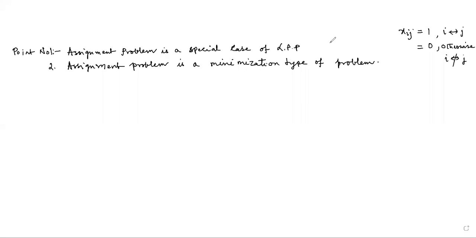This is one of the most fundamental differences between assignment problem and linear programming problem. Therefore assignment problem is called a special case, because the variables can take only two values, either 1 or 0. But in a general linear programming problem, the variables can take any real number.